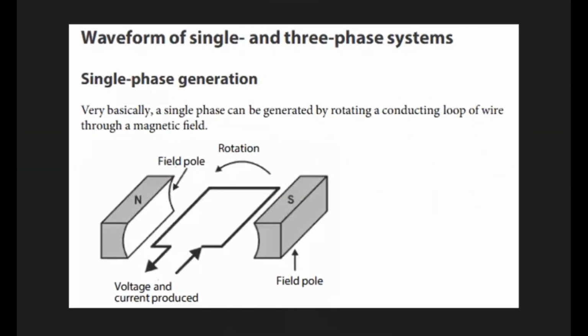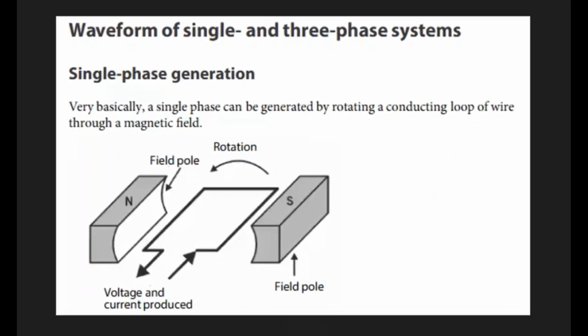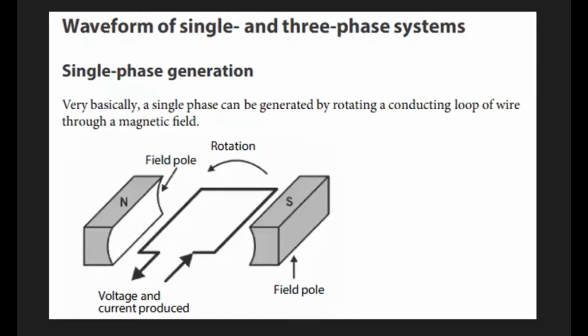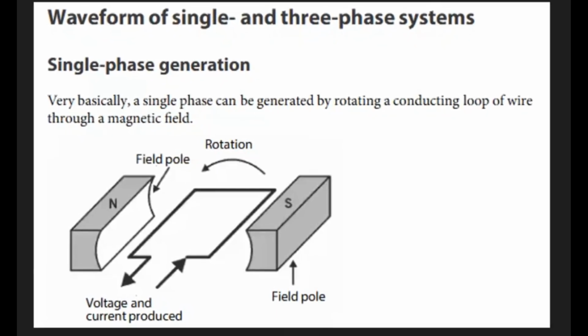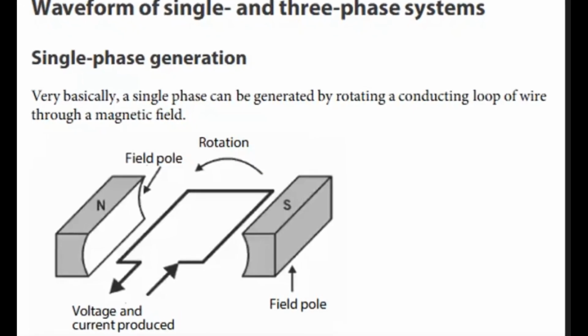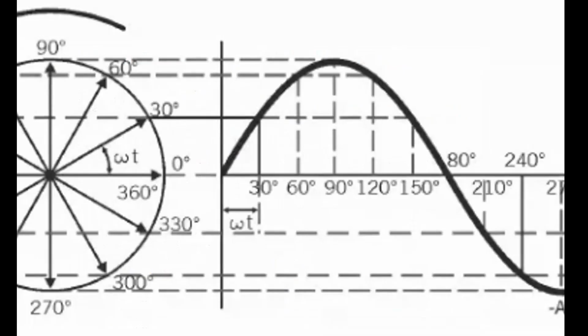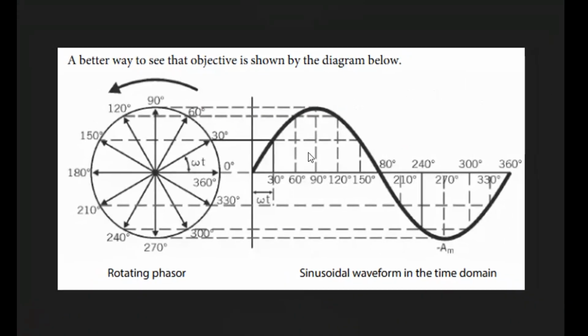Right, so here we're looking at the waveform of single and three-phase systems. A single phase, very basically, can be generated by rotating a conductor loop of wire through a magnetic field. Notice that the rotation is anti-clockwise. We have north and south field poles on the side of this loop. So when generating, it forms a sine wave. Notice we're starting at 0 and moving anti-clockwise, and then it forms what we call the sine wave.